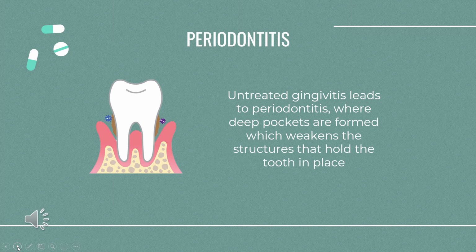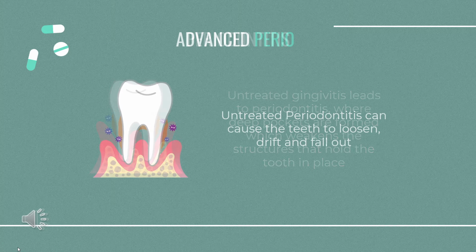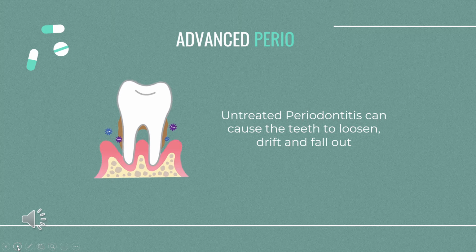Untreated gingivitis can progress into the next stage of periodontal disease, which is known as periodontitis. This stage is where the soft tissues begin to pull away from the supporting tissues of the tooth. This loss of attachment causes the bone that holds the tooth in the mouth to decrease. Untreated periodontitis can lead to advanced perio, where the tooth becomes very loose, can drift, or even fall out.